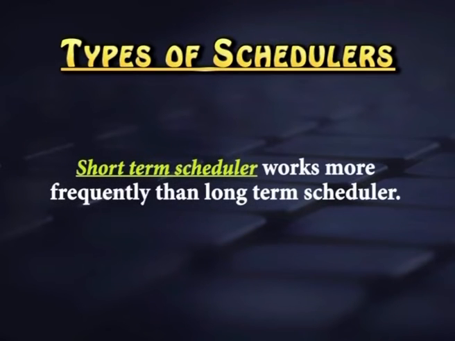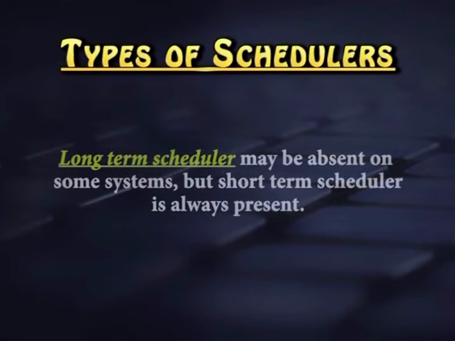Short term scheduler works more frequently than long term scheduler. Degree of multiprogramming, that means the number of processes in memory, is controlled by the long term scheduler. Long term scheduler maintains a proper mixture of CPU bound and input output bound processes to use resources more efficiently. Long term scheduler may be absent on some systems, but short term scheduler is always present.